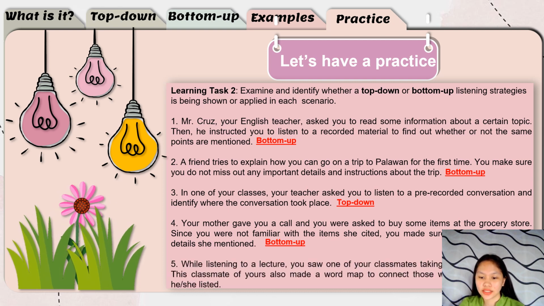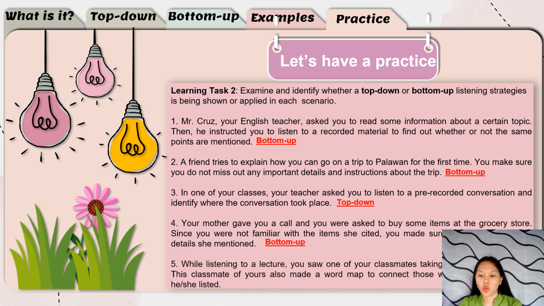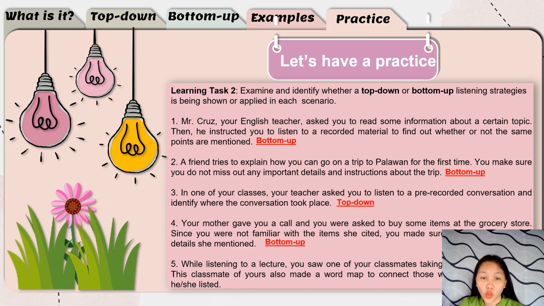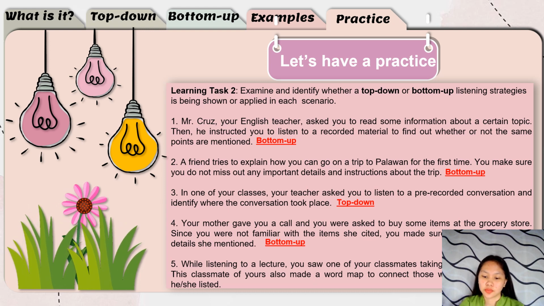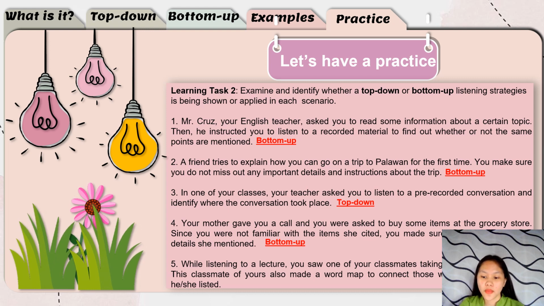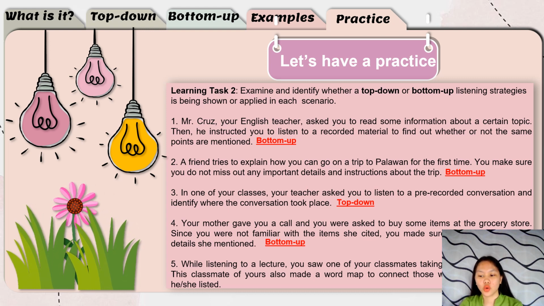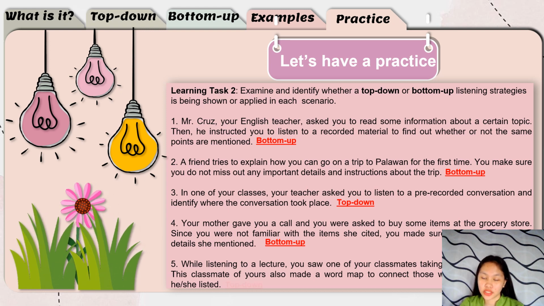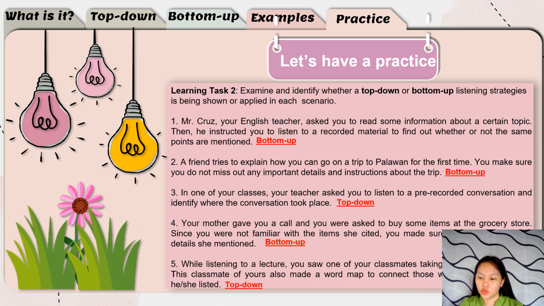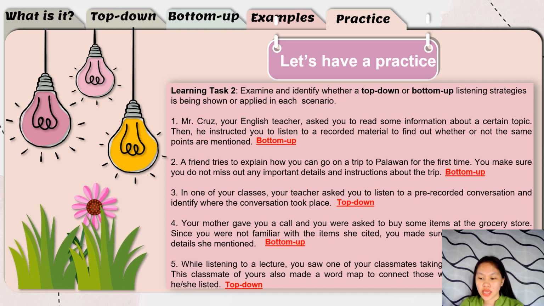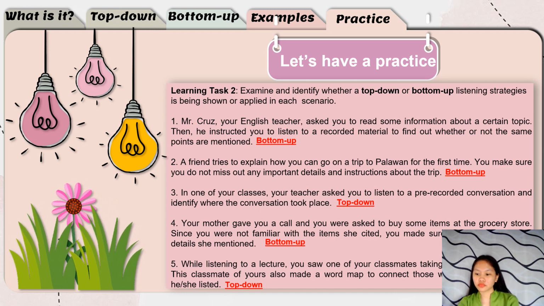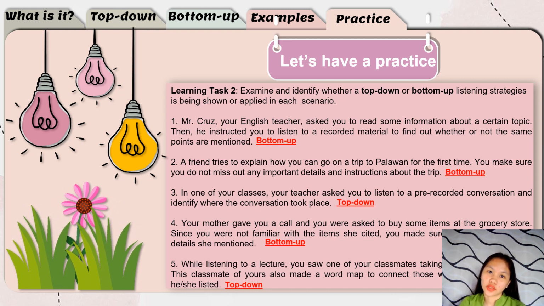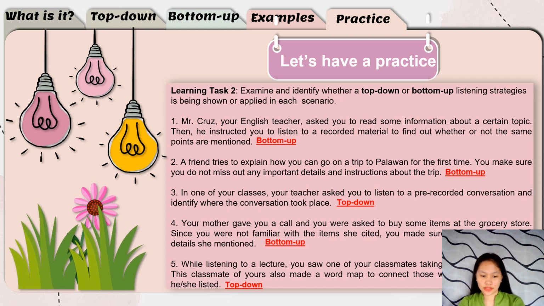Last, while listening to a lecture, you saw one of your classmates taking down important notes. This classmate of yours also made a word map to connect those words and phrases that he or she listed. The answer is top down. Why? Because she is taking down notes, the important details or important ideas in the class.